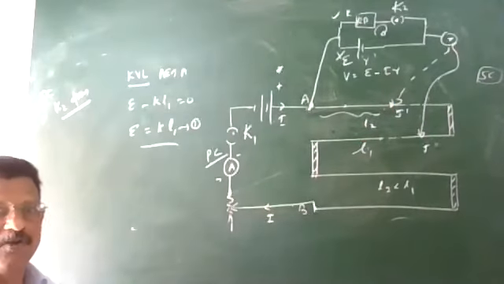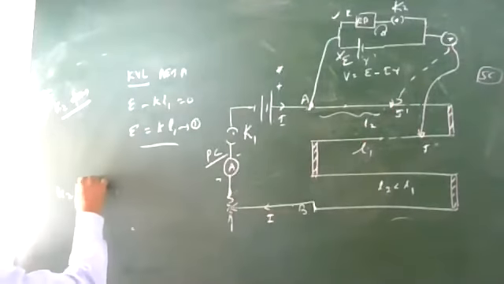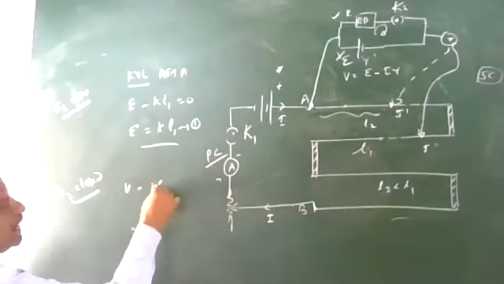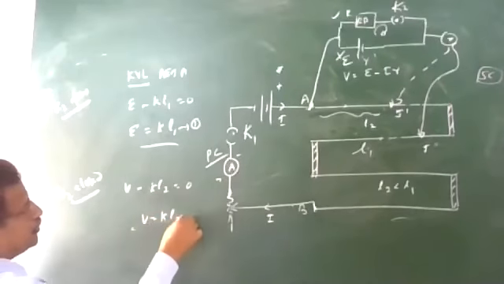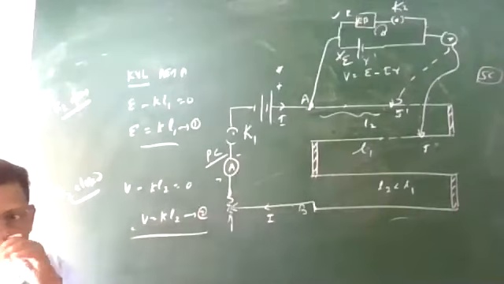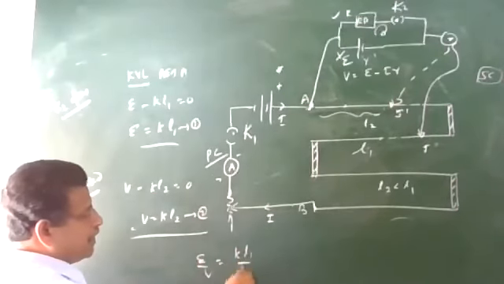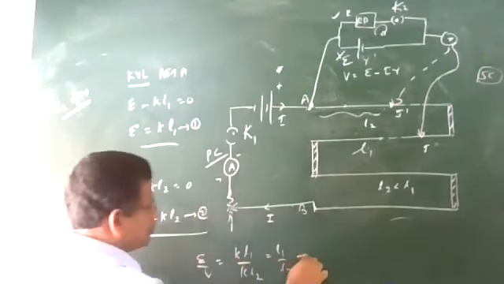The greater the EMF, the greater the balancing length. So K2 closed is a closed circuit. We are balancing the potential difference, so V minus K L2 is equal to 0, or V equals K L2. So the potential difference is balanced now. Take the ratio: E upon V is equal to K L1 by K L2, that is L1 by L2. This is equation number 3.